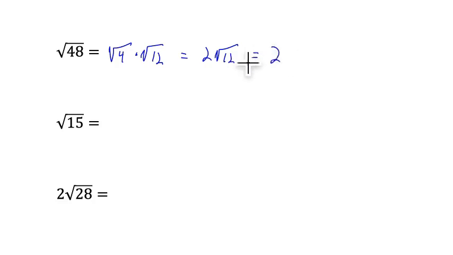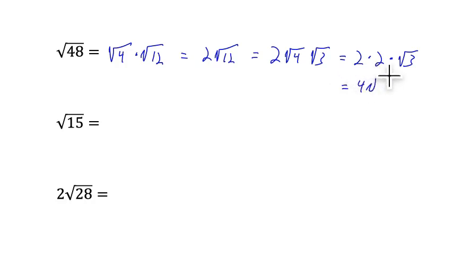Okay, so that 2 tags along, and the square root of 12 equals the square root of 4 times the square root of 3. And 4 is a perfect square root. So now we have this plain old 2 from before. The square root of 4 turns into another 2. And then we have the square root of 3. And we just multiply the 2 times 2. So the square root of 48 equals 4 times the square root of 3.